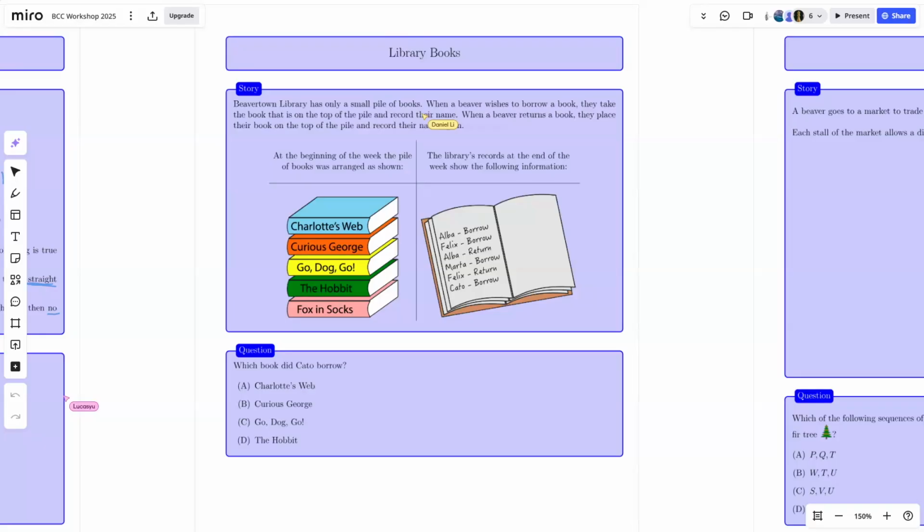The problem gives you at the beginning of the pile what the distribution of books looks like, and they also give you the library records. So first of all, Alba borrowed it, then Felix borrowed it, Alba returned it, Marta borrowed it, Felix returned it, and finally Cato borrowed it. So what book did Cato borrow? So Cato is the last one here.